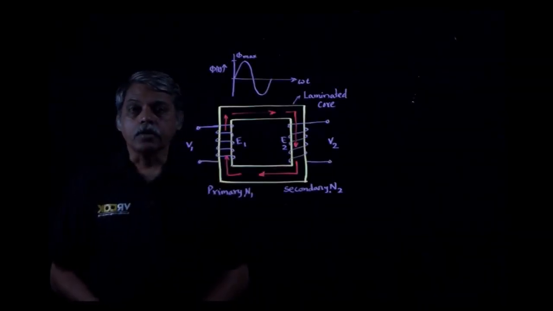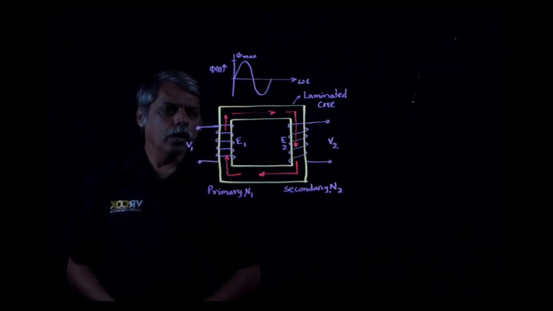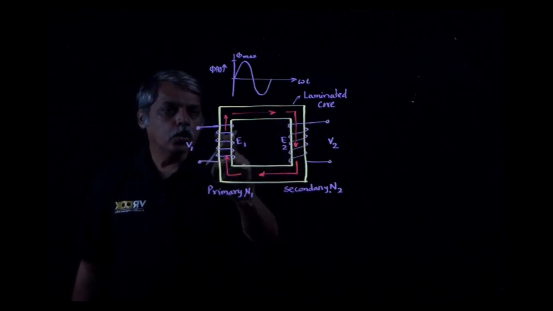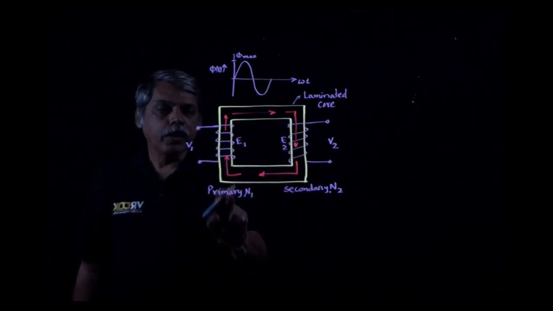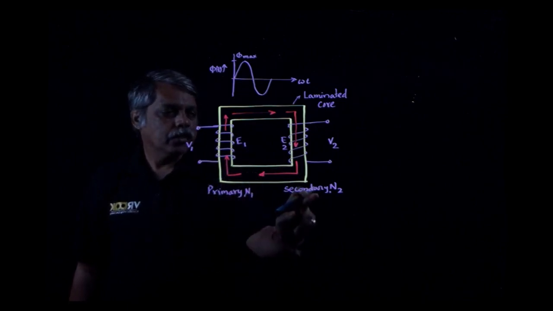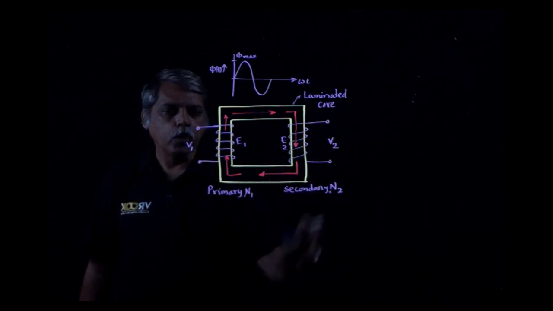Let us derive the induced EMF equation of a single phase transformer. In this diagram, I have a laminated core and two windings: a primary winding connected to the supply having N1 turns, and a secondary winding having N2 turns which will be connected to the load.